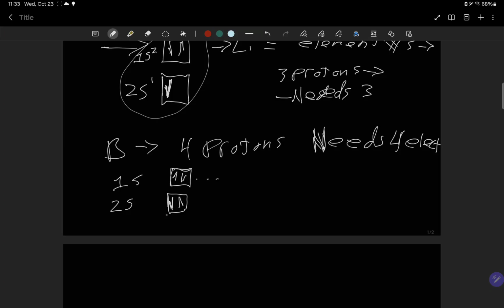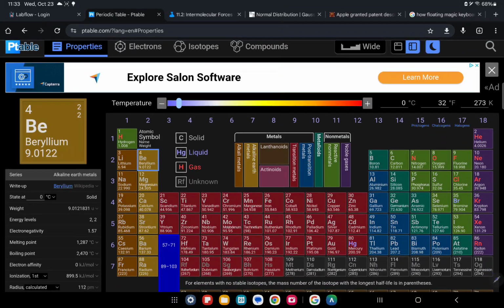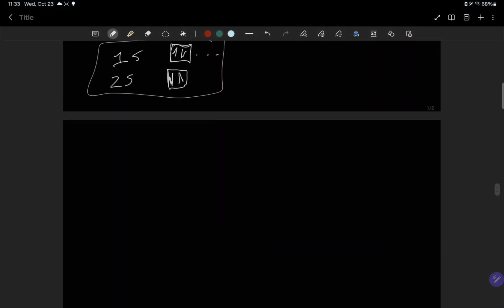So now we move into the 2s. We can put 2 in there. This is full. So that's beryllium. And then kind of the next one, we have an additional shell within, or we have an additional subshell. So we have our additional orbital in this shell. So let me clarify that. Okay. So 1s, then we have 2s, then 2p.